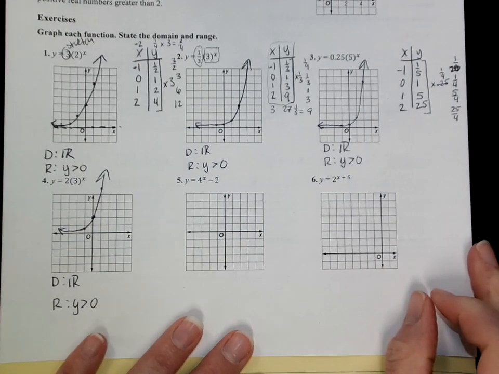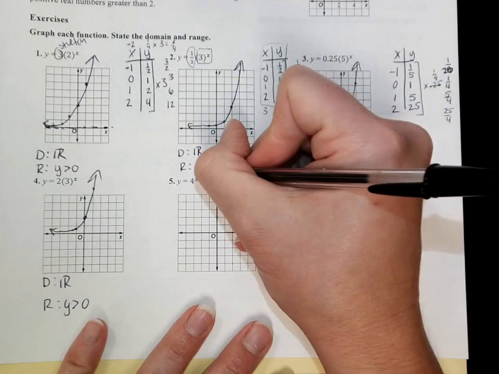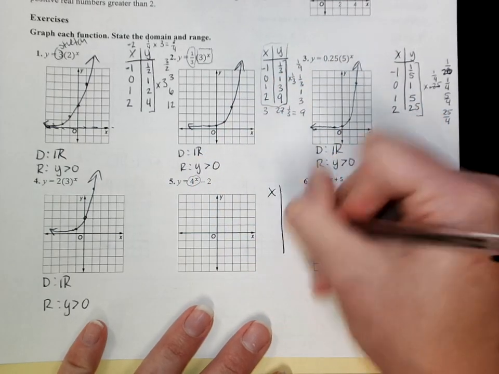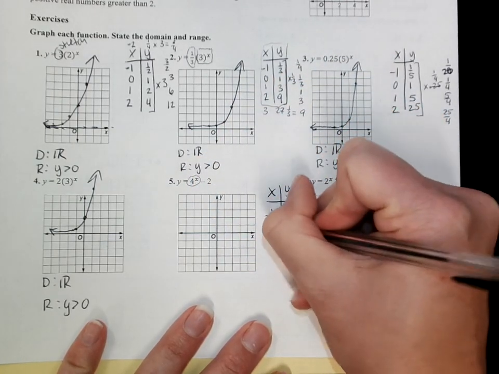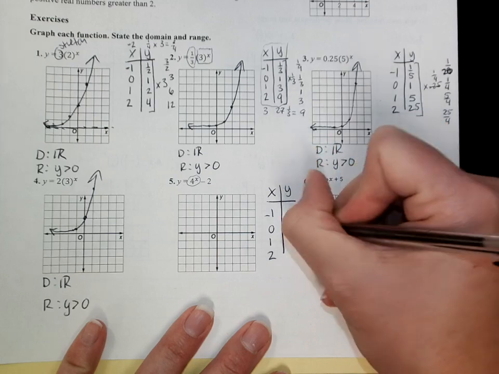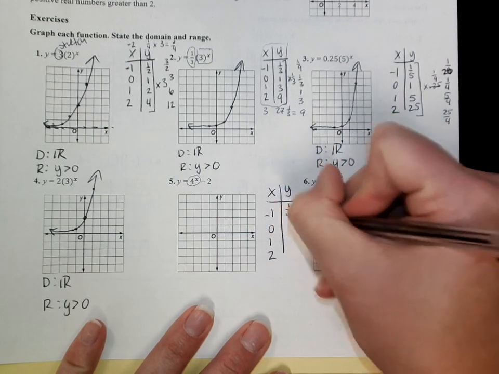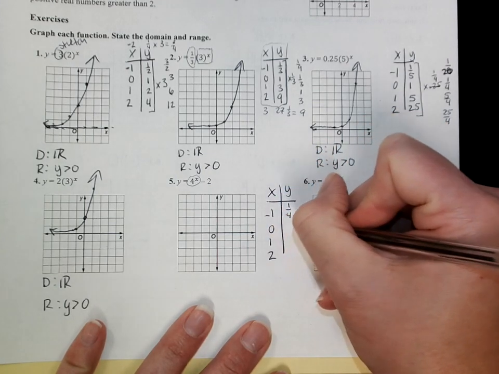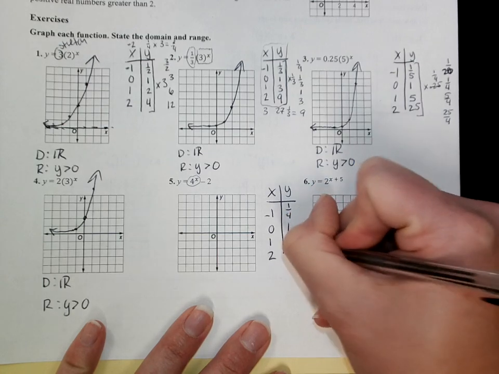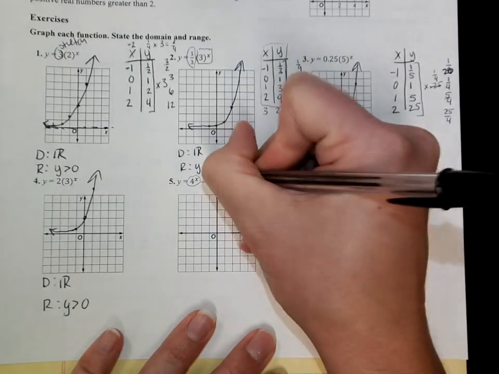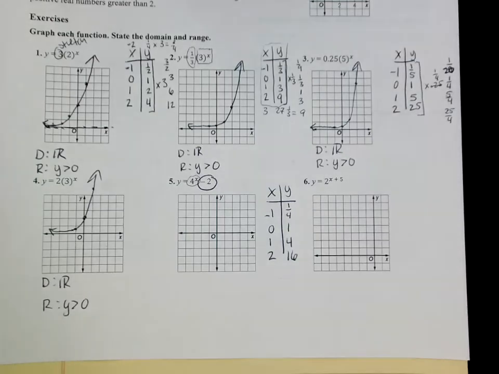All right, a little bit of a change here. So first of all, I still need to do my 4 to the x graph. So that's x and y. Again, -1, 0, 1, and 2. 4 to the negative 1 is 1/4. 4 to the 0 power is 1. 4 to the first is 4. 4 squared is 16.